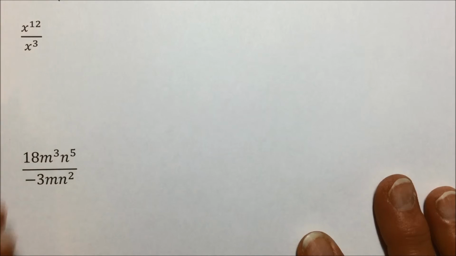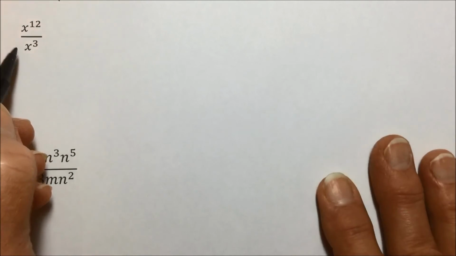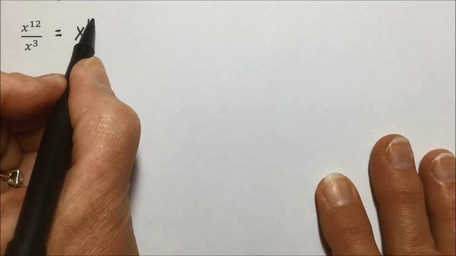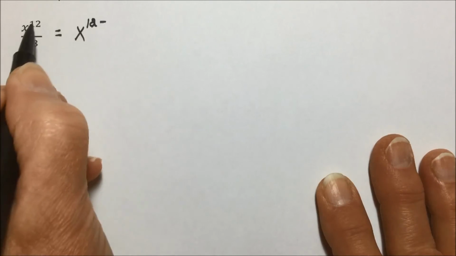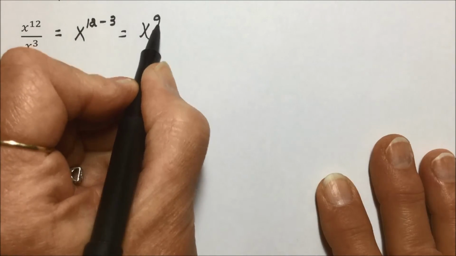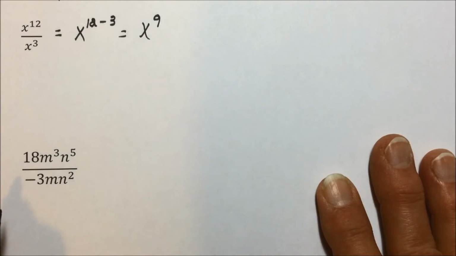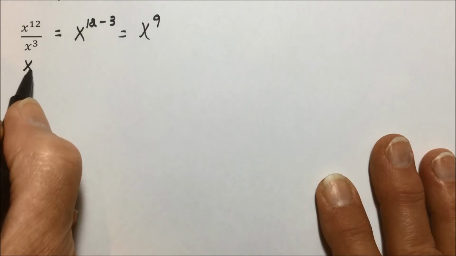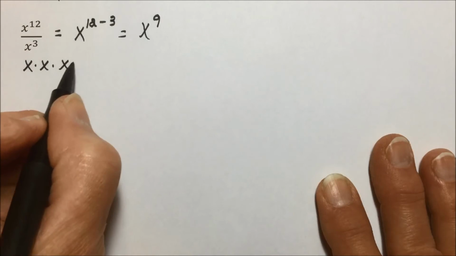Here we have a quotient, common bases. The quotient rule says then to subtract the exponent. So we have 12 minus 3 is leaving us with an x to the 9th power. If that property, again, is one that you're not sure of, write them out in expanded form. So we have 12 x's.